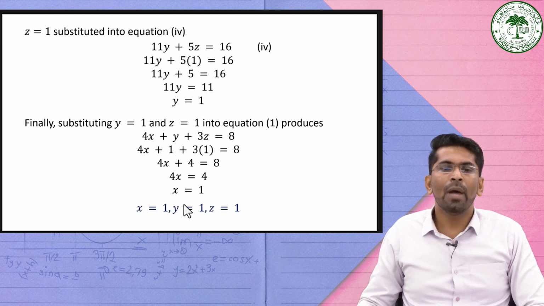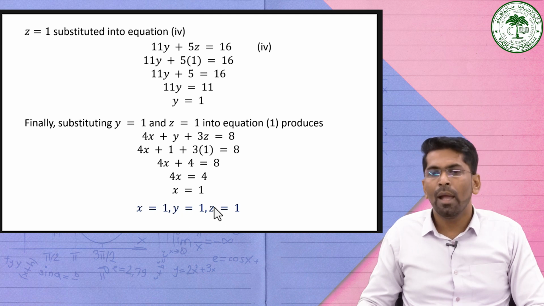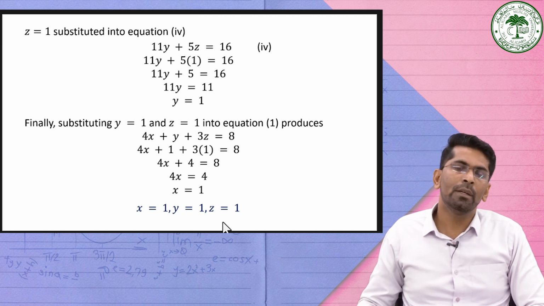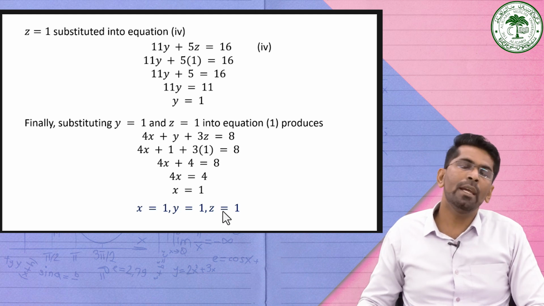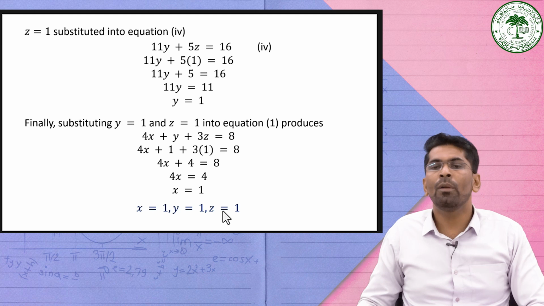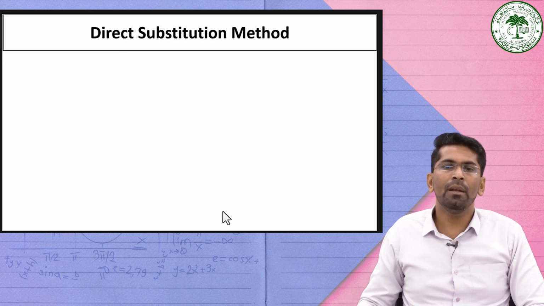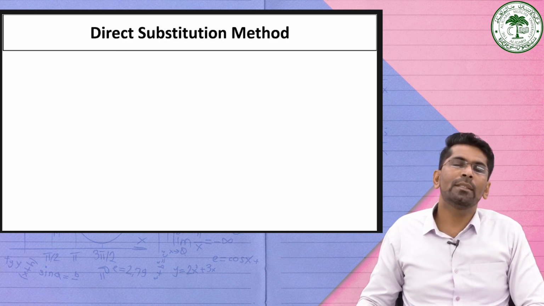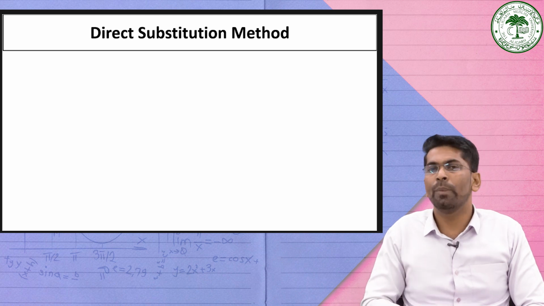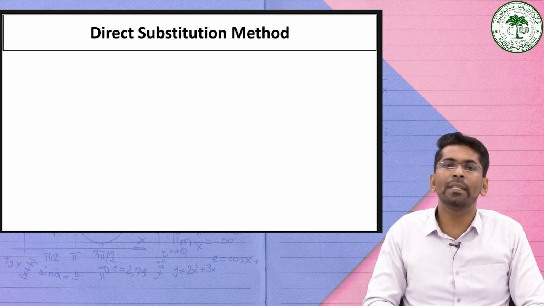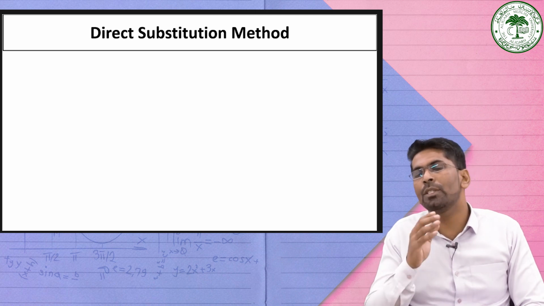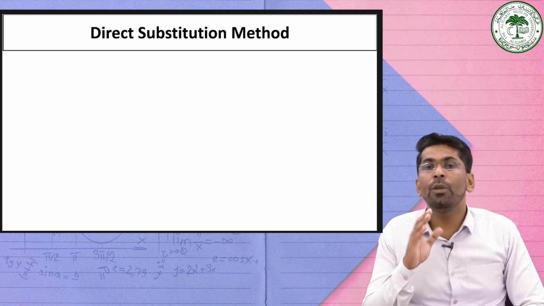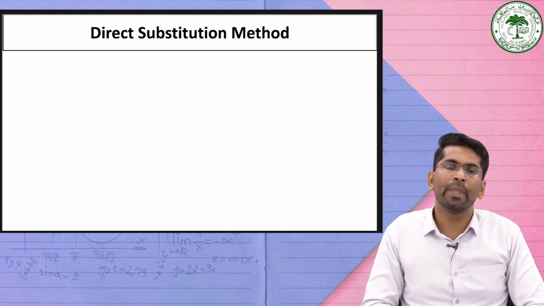See here, the value of x is equal to 1, value of y is equal to 1, and value of z is equal to 1. So this is the solution for the given system of linear equations with the 3 unknown variable case. Now, we are going to discuss the direct substitution method. Whatever we discussed till now was the elimination method. Now, how can we find the solution to the system of linear equations by using the direct substitution method?